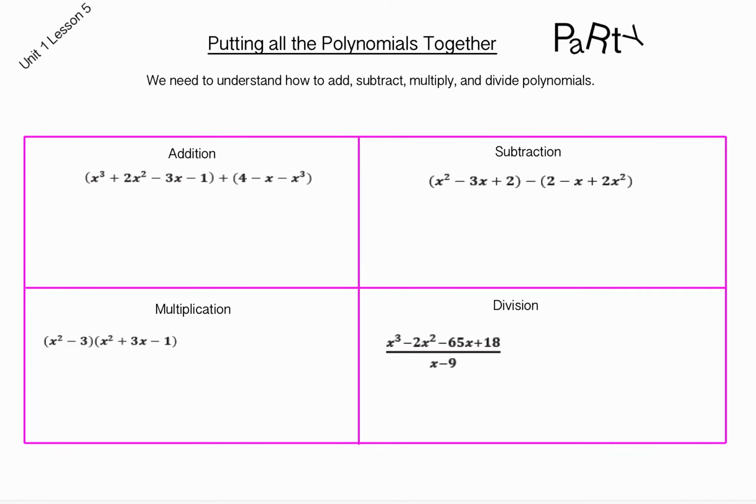All right, Unit 1, Lesson 5 puts the polynomials together. In other words, we already know how to add and subtract, and we just went over multiplication and division. So let's just take time to review. If you're going to add something, all you have to do is combine like terms.